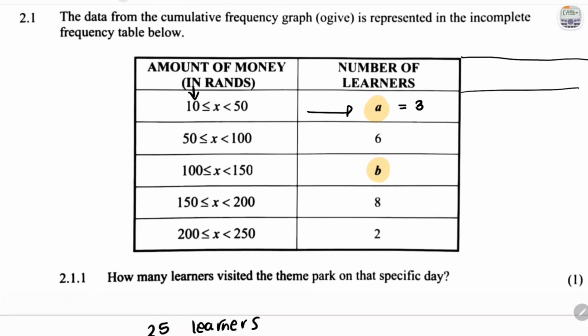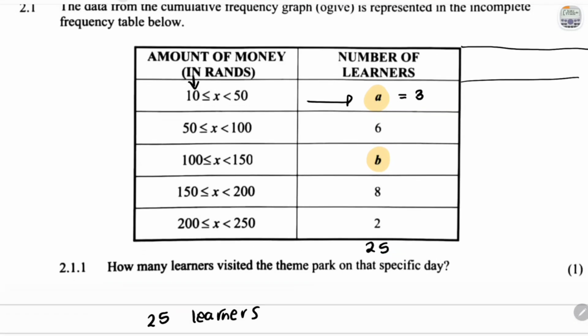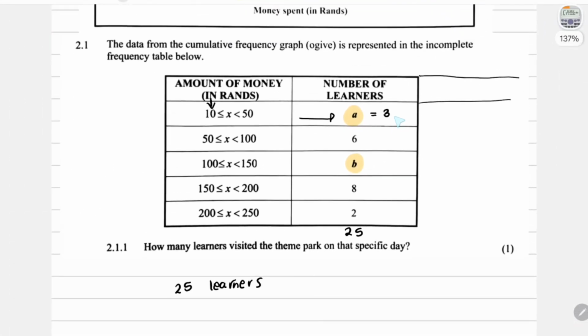And then now this becomes so easy to find because only B is missing, and we know the total number of learners there are. There are a total of 25 learners. So this is our equation. We can add everything, the 3, the 6, the 8, and the 2, right? And when we get that, B would just be 25 minus the addition of everything, since it's the only thing that is missing. Okay, so that's how we can actually find that there.